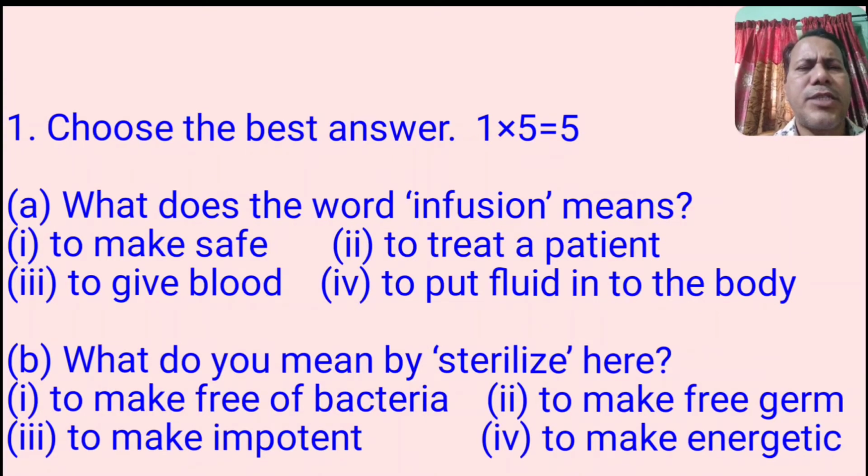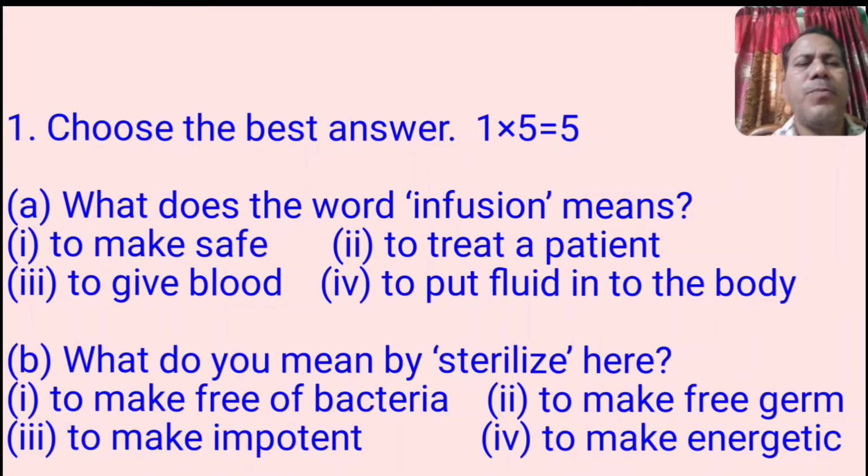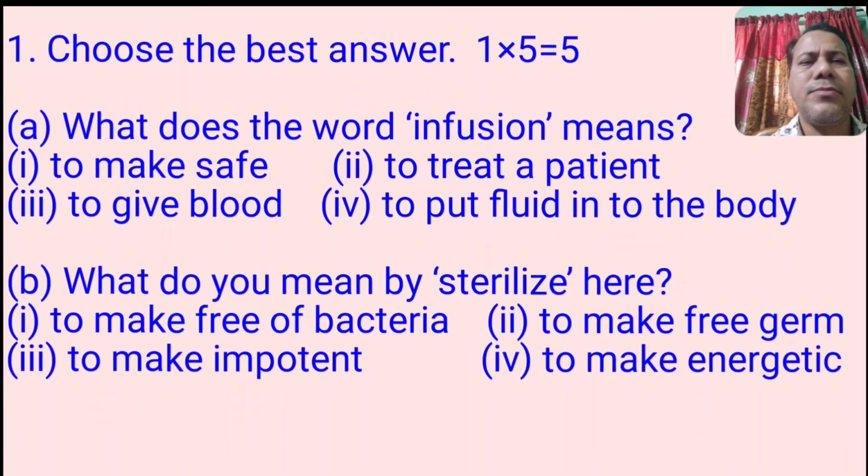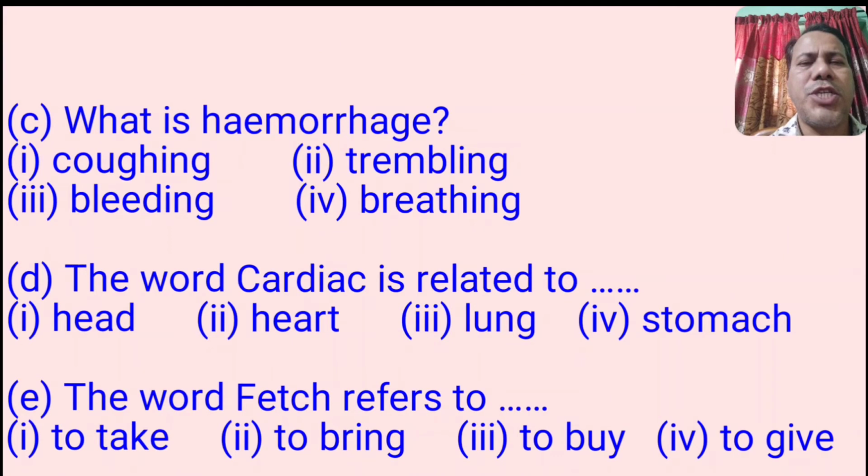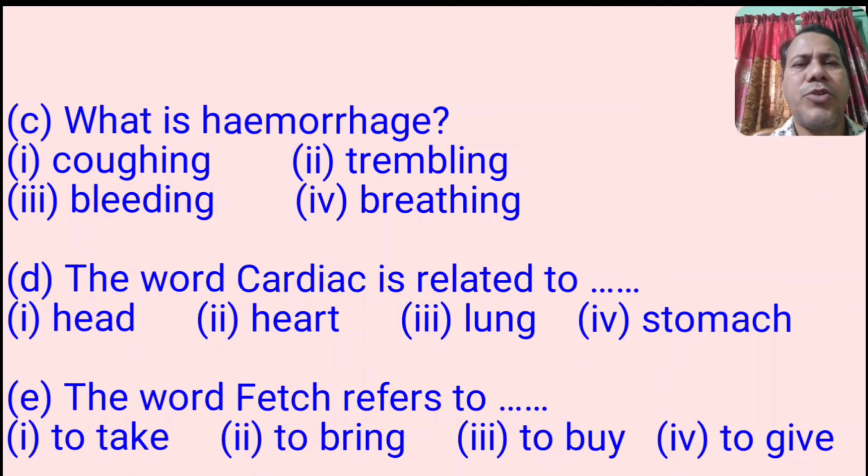What do you mean by sterilize? Here in this passage, the options are: to make free of bacteria, to make free germ, to make impotent, or to make energetic. So the answer is to make free of bacteria. Question number C, what is hemorrhage? Coughing, trembling, bleeding, breathing. The answer is very clear and easy. Hemorrhage is bleeding. So the answer is bleeding.